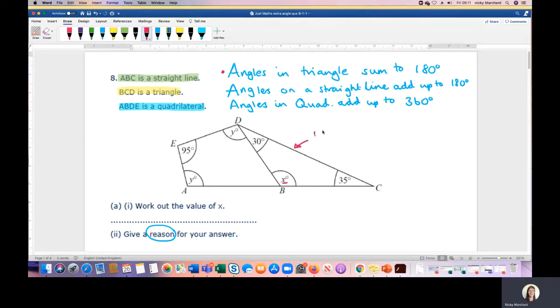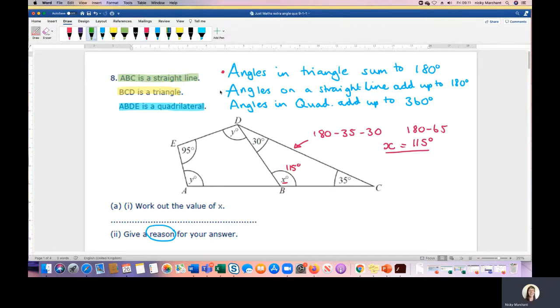So the 180, take away your 35, take away your 30. So you're doing 180 taking away 65, and that leaves you with 115 degrees. So therefore, x equals 115 degrees. You can write it on the diagram, you can do both, but whatever you do, make sure your intentions are very clear. Okay, so we've done that first one.